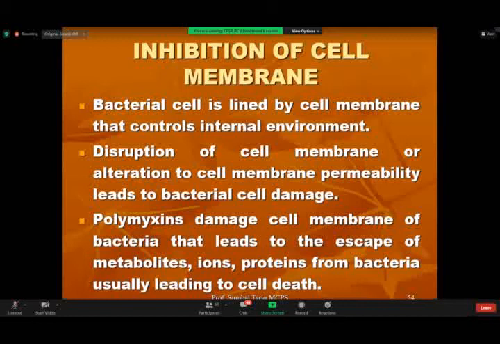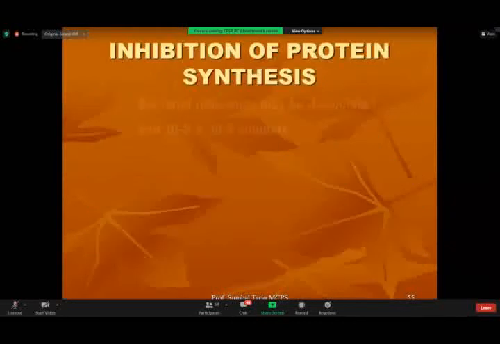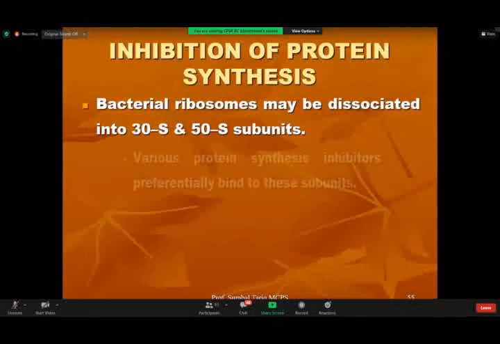Polymyxins, which are typically used in our dermatological preparations, polymyxin mostly उसके लिए use होती है, otherwise it is very very toxic और हम systemic उसमें नहीं देते. It damages the cell membrane of bacteria and leads to escape of metabolites, ions and proteins from the bacteria and causes cell death. Then inhibition of protein synthesis.